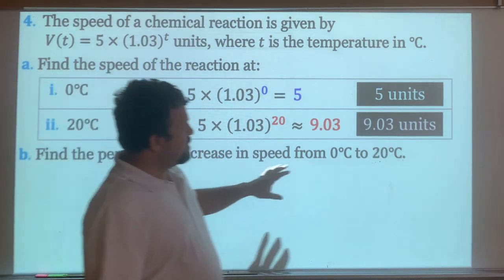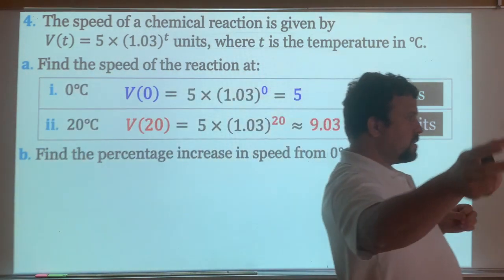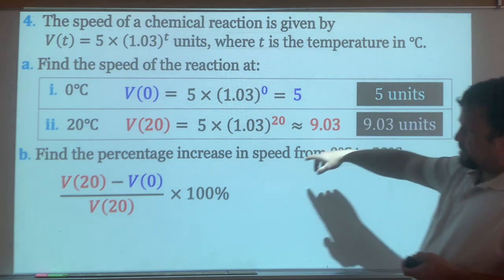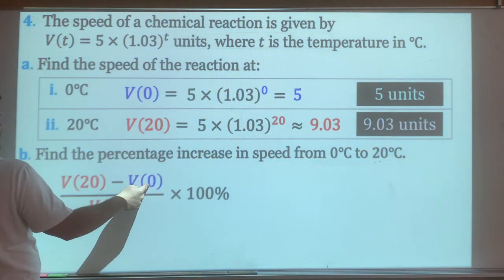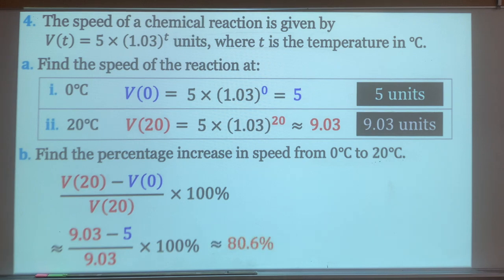Find the percent increase from 0 to 20 degrees. Now, guys, remember, percent increase is your new amount minus your old amount, divided by your old amount. So it's the velocity at 20 degrees, minus the initial velocity at 0 degrees, divided by the velocity at 20 degrees. Then you multiply by 100. You end up with 9.03 minus 5, which is 4.03, divided by 9.03, and you get about 80.6%. So the percentage increase in the reaction is approximately 80.6%.